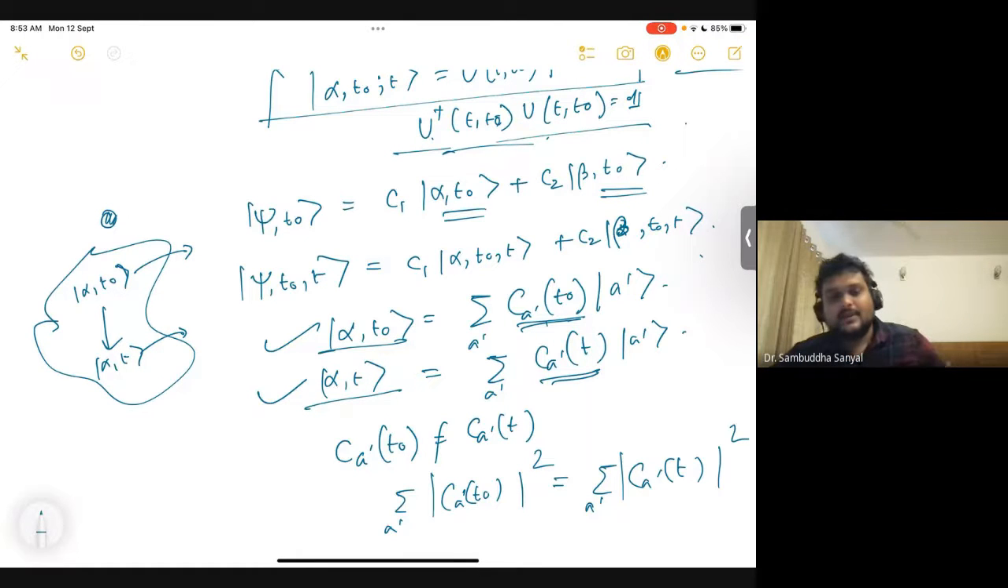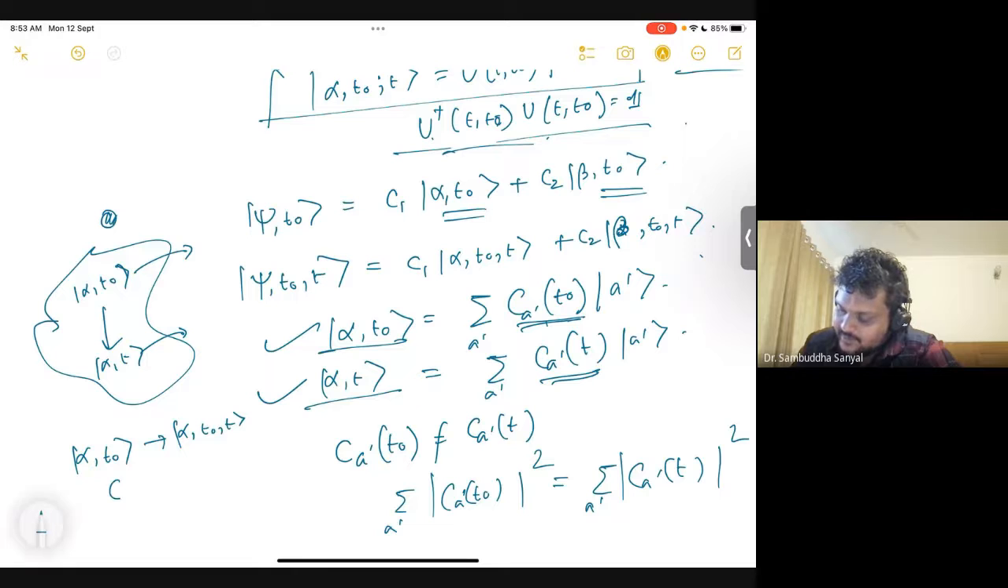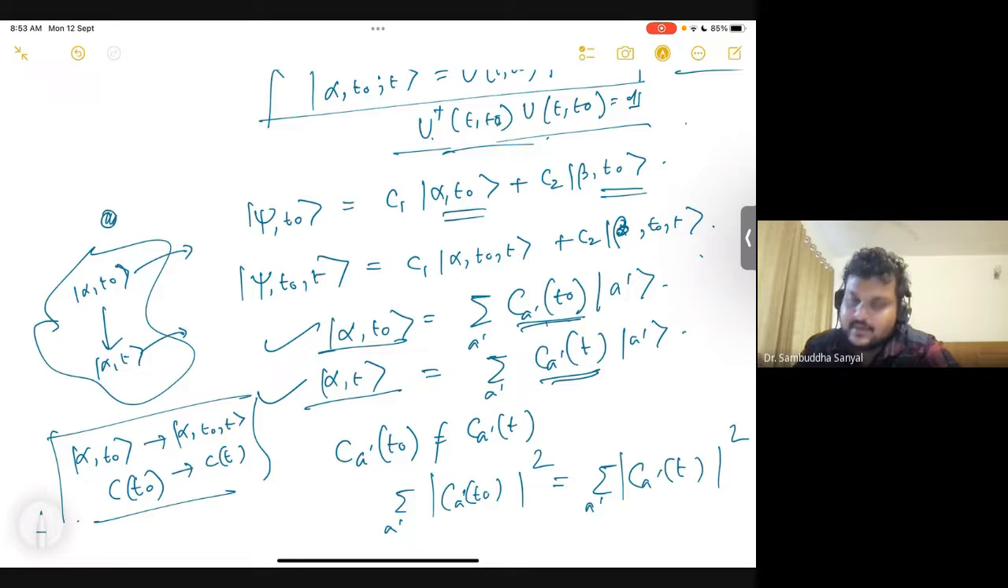So what we want to find is a set of rules that connects these c's, or these alphas, either way. Either we want to find a rule that goes from here to here, or that goes from c(t0) to c(t). Either way, that is our goal. So everybody clear about this part?